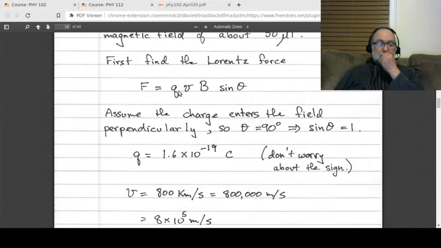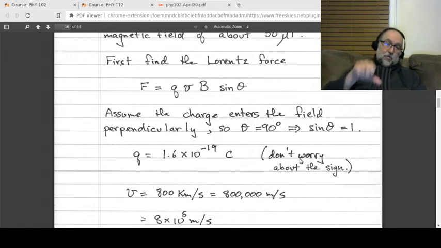What's q? Well, it's the charge of an electron, and you can look that up. It's negative 1.6 times 10 to the minus 19 coulombs. You've seen that number before, but we're not going to worry about the sign because the sign is just about the direction, and I'm not worried about the direction in this problem. To determine the direction, you would use the right hand rule, and since it's negative, you flip the direction. Again, we're not worried about the direction here, so I'm not worried about the sign.